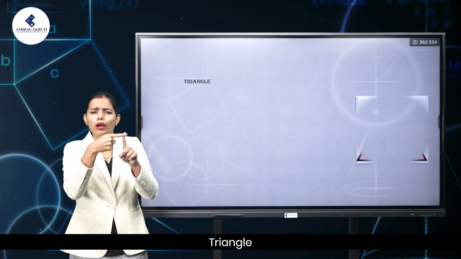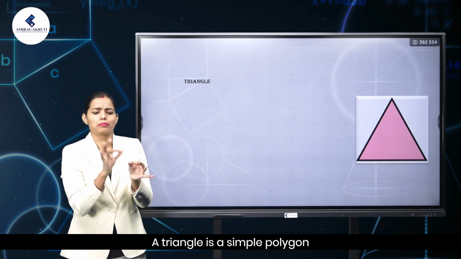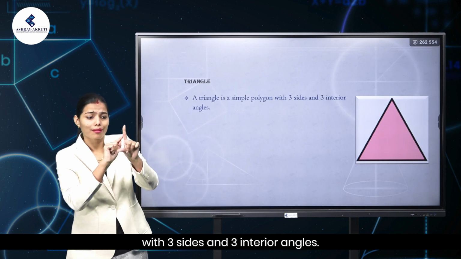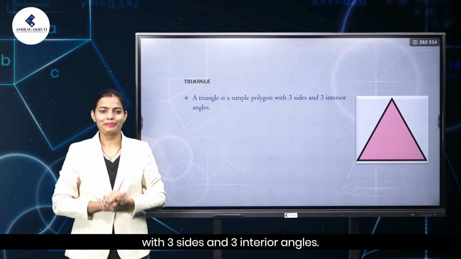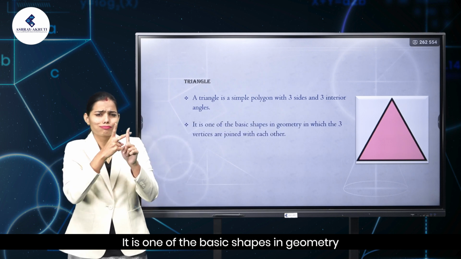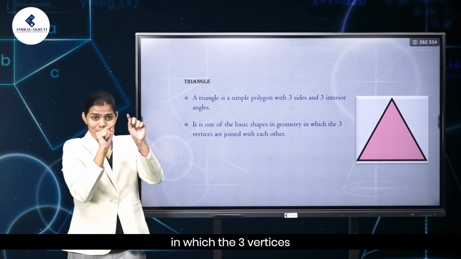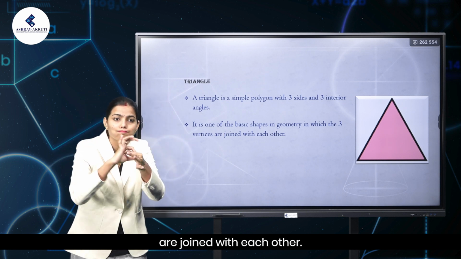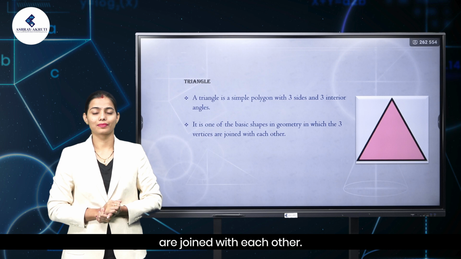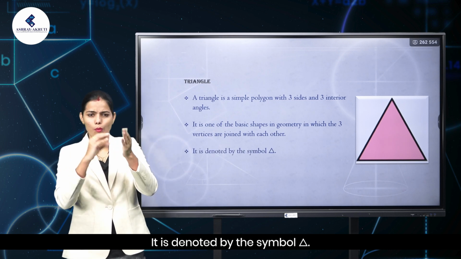Triangle. A triangle is a simple polygon with 3 sides and 3 interior angles. It is one of the basic shapes in geometry in which the 3 vertices are joined with each other. It is denoted by the symbol triangle.